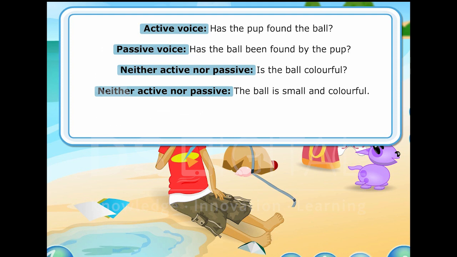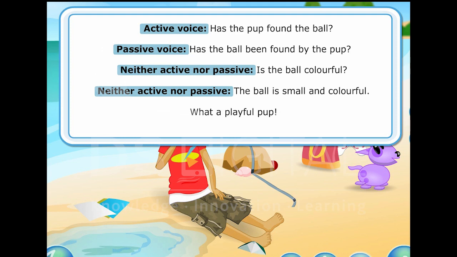Look at this sentence. The ball is small and colorful. In this sentence, the state of the ball is being described. There is no doer or receiver of an action. So, the statement is neither active nor passive. It simply describes a state of being.